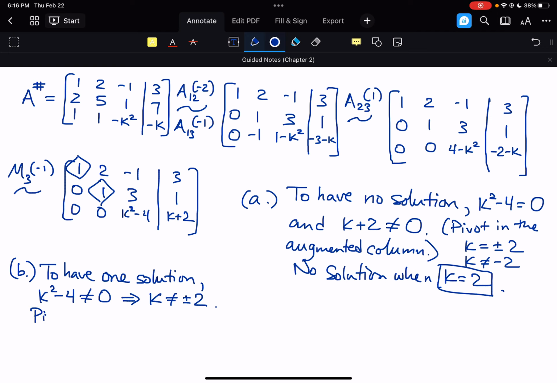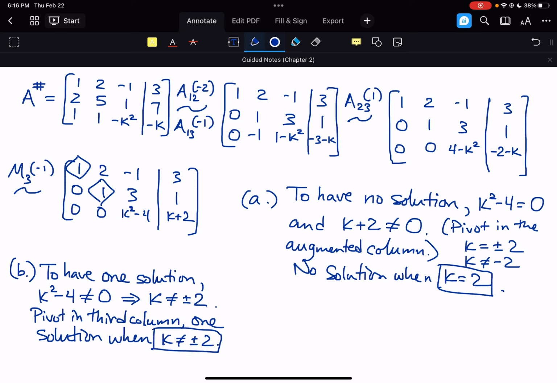So we have a pivot in the third column, one solution when k is not equal to plus or minus 2. So any number other than those two will give this one unique solution.